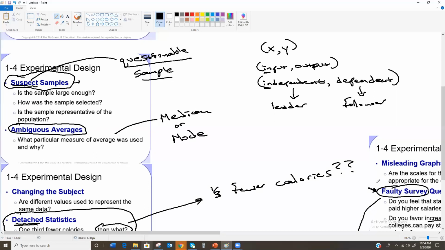Okay, so it's not the sample that's bad, it's the question that's bad. So these two get mixed up a lot, and that's the difference. This is a bad sample. This is a bad question. All right, and I think that's it for chapter 1.